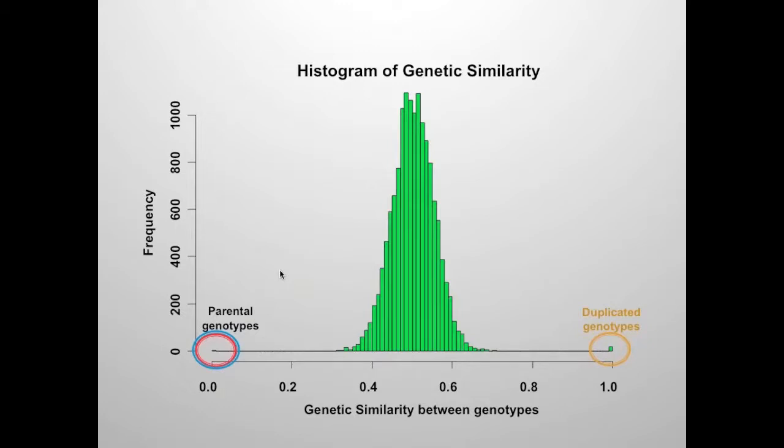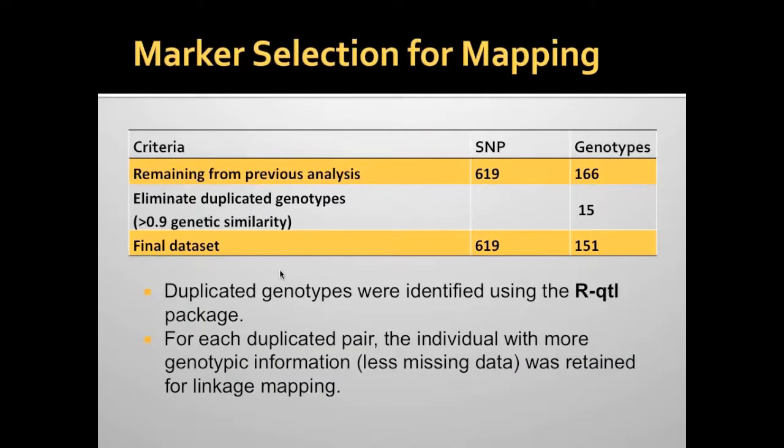Those should be eliminated to have a better analysis for our mapping purposes. So that's what I did in this case. I eliminated the duplicated genotypes with more than 0.9 genetic similarity using R/QTL. And my final data set was 619 SNPs and 151 genotypes. In this case, what the software, R/QTL, does is it groups the genotypes by similarity and keeps 1 as a representative of that.